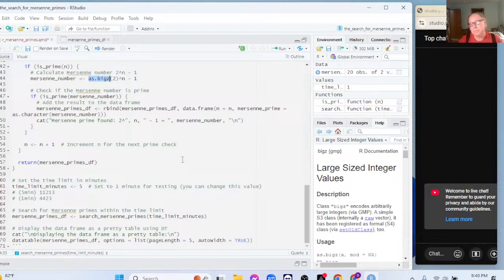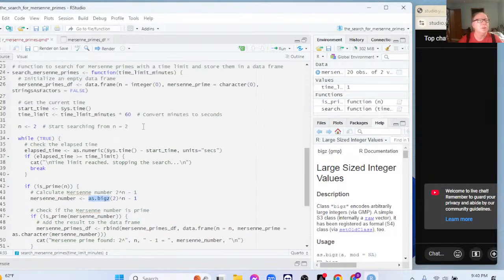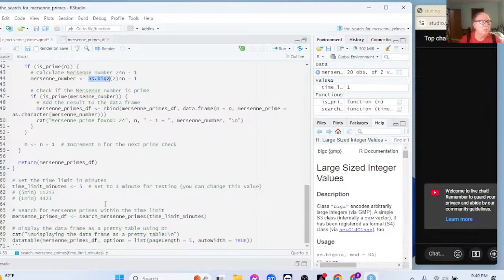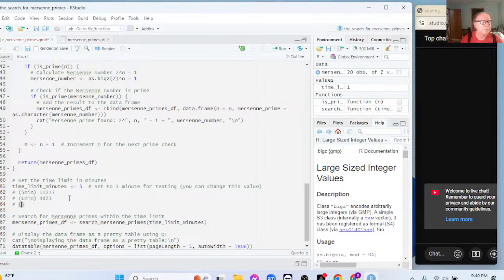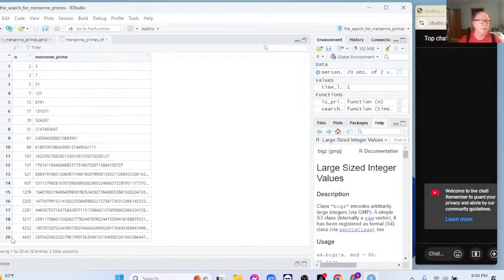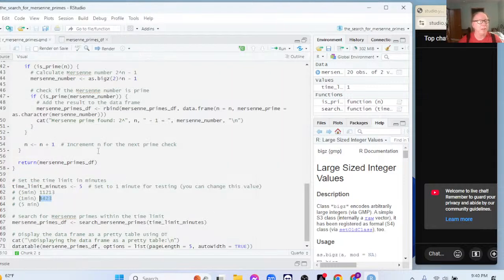So let's do one more 5-minute test. Now, of course, if this number the second time is different, we got a problem. So anyway, what we're looking for is this number over here, 4423, because that's the value of n.